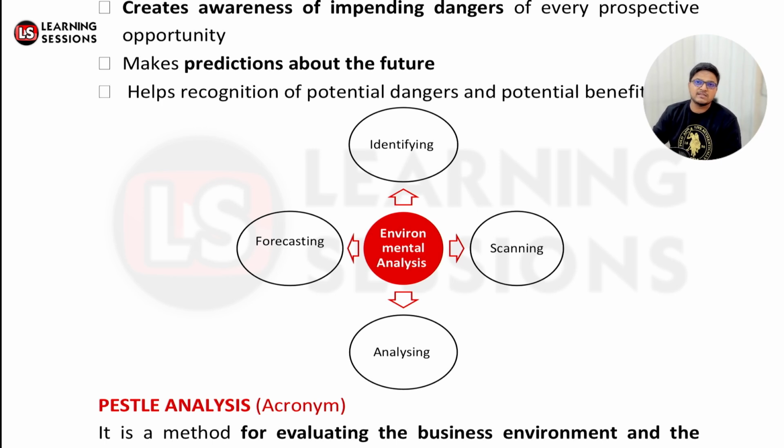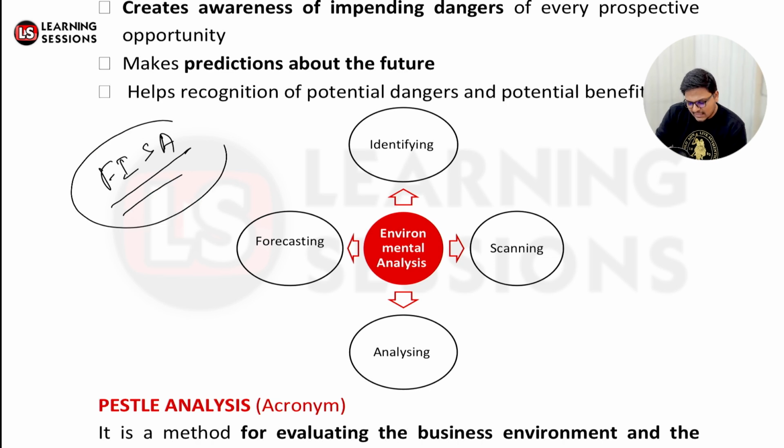And it is said to be what? It is said to be FISA. FISA is basically related to what? Forecasting, and the identification, scanning, and analyzing. So environmental analysis helps in this.